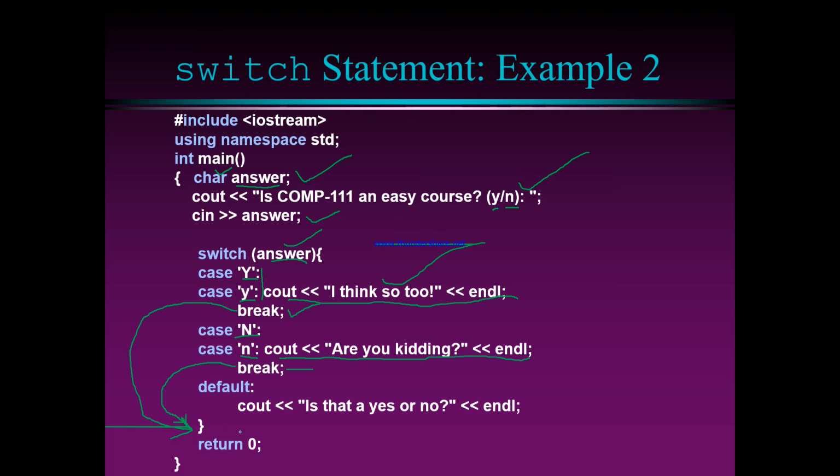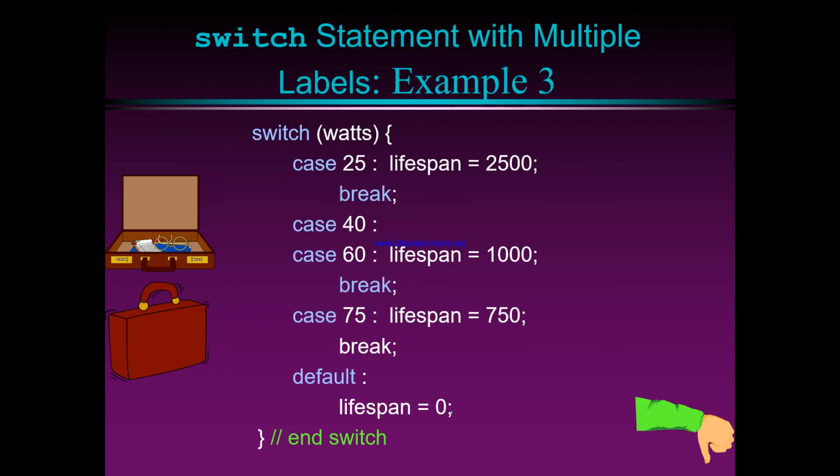The execution will jump out of the block. But if no case matches with the value of answer, the default will be executed, and this statement, "Is that a yes or no?", will be printed out on the screen. This was example 2. Now this is example 3 that can be easily coded in any IDE.